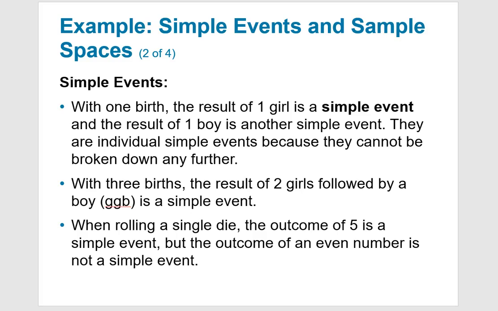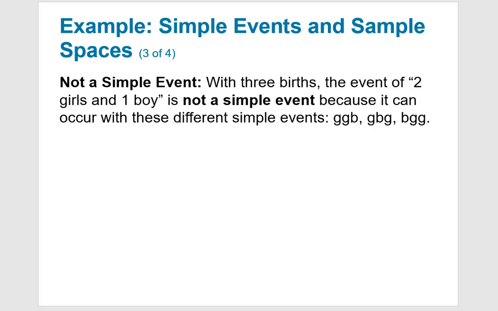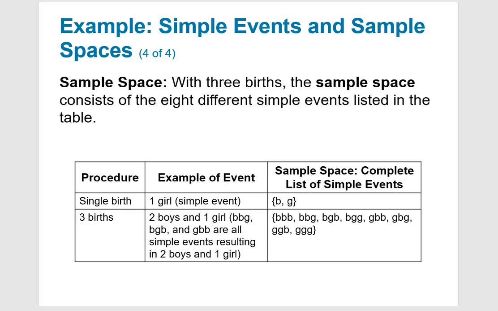Pretty straightforward. Like if you're rolling a die, the outcome of a 5 is a simple event. But if I roll an even, well, that could be a 2, a 4, or a 6. So that's not simple. We can break it down. So that's what they mean by simple event. A not simple event would be saying I have 2 girls and a boy, because you're not telling me the order. And a not simple event would be rolling an even number, again, because you're not telling me which even number. It could be a 2, a 4, or a 6.